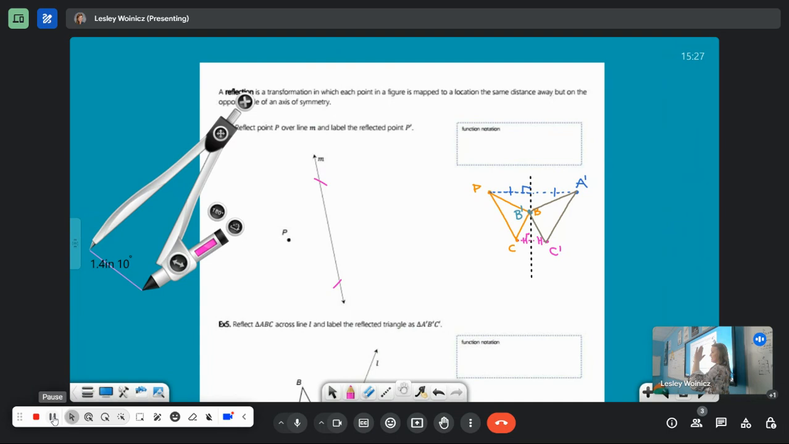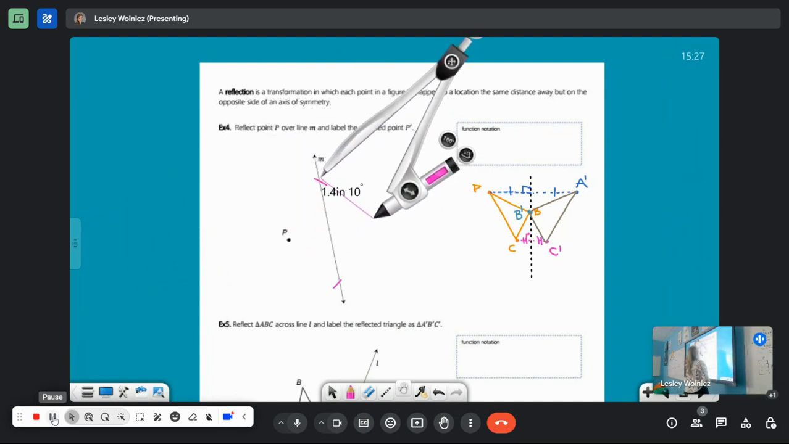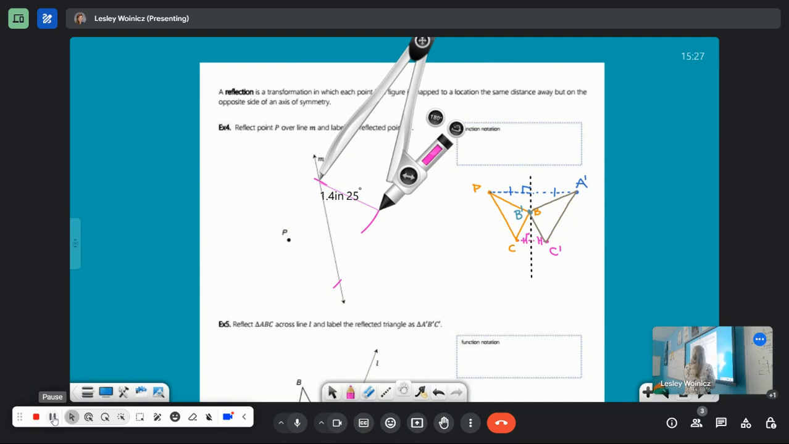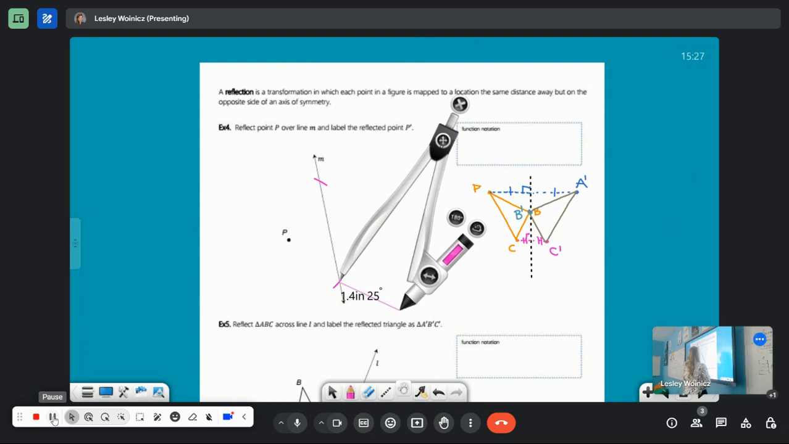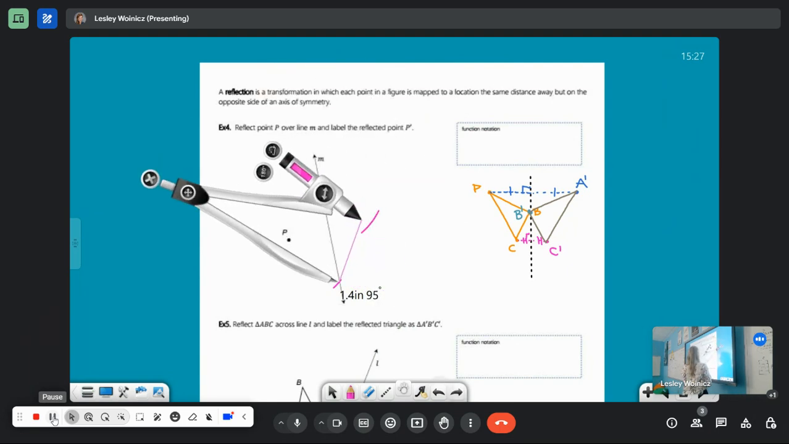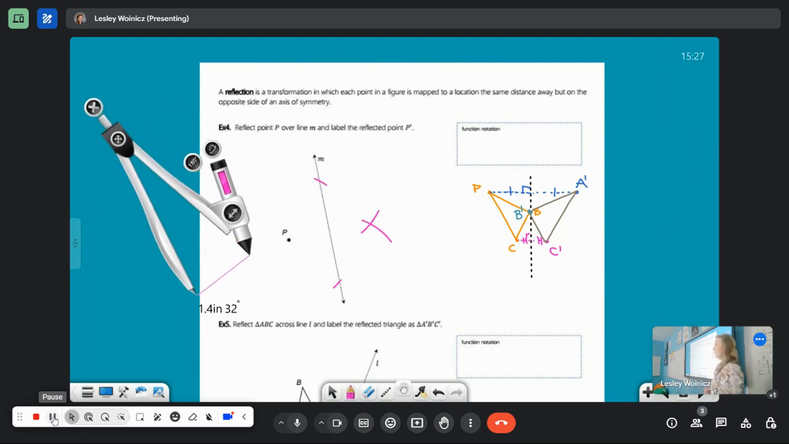So don't change your radius. Okay? Metal point on your first tick, the intersection of your first arc and your line M. Don't change your radius. Do a little arcy. Okay? Metal tip on your intersection of your second arc with line M. Don't change your radius. You want your arc to intersect with your other arc. That's P prime.